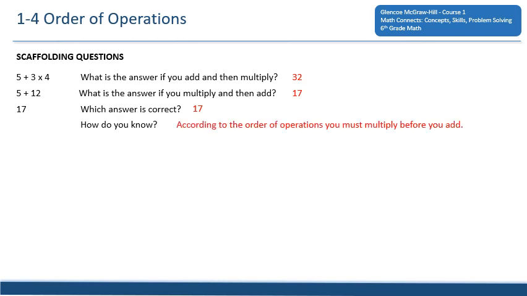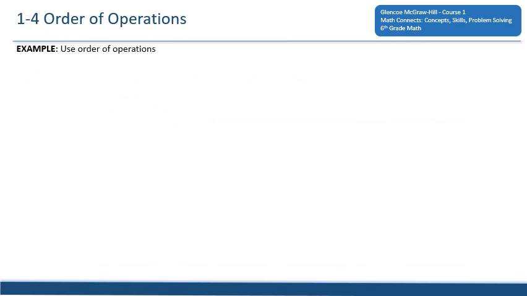According to the order of operations, you must multiply before you add. Remember, PEMDAS, there's no parentheses in 5 plus 3 times 4. There's no exponents, but there is multiplication, and we know multiplication and division come before addition and subtraction. So we're going to do the multiplication first, and then we'll do the addition.